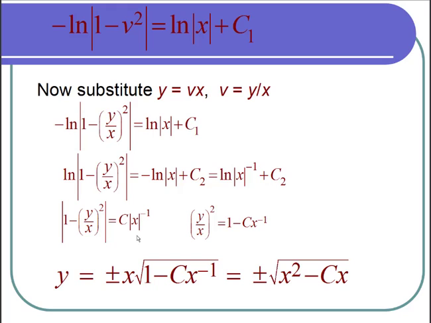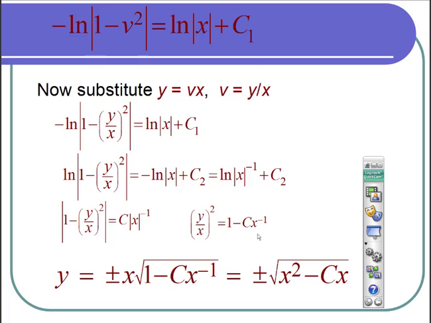Okay, finally, and this is a little assumption I'm going to make. I'm going to assume that all my expressions are positive here. If they're not, you deal with them in cases. But for now, if they're all positive, then we can look at this and get rid of the absolute values. When I do that, I can square this out, and you get y squared over x squared is 1 minus cx to the negative 1.